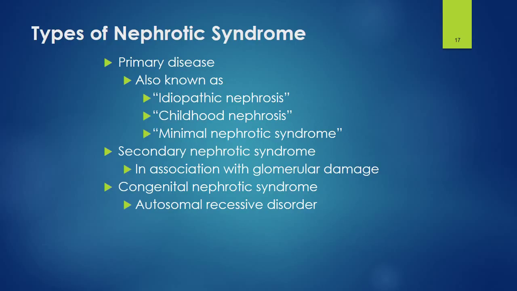Types of nephrotic syndrome include primary disease, also known as idiopathic nephrosis, childhood nephrosis, and minimal nephrotic syndrome. The second type is secondary nephrotic syndrome that is associated with glomerular damage. The third type is the congenital nephrotic syndrome that is an autosomal recessive disorder.